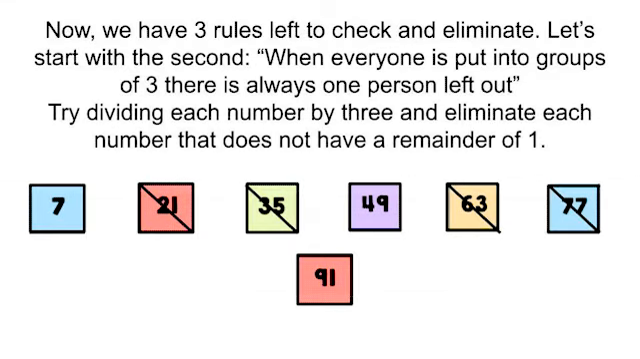Now we just have a few numbers to check, and we have 3 rules left. So let's look at the second rule, which we skipped before. When everyone is put into groups of 3, there's always one person left out. For this rule, you can just go through and divide each number by 3, keep track of the remainders, and eliminate each number that doesn't have a remainder of 1. I've already done that here and eliminated each number that doesn't match our rule.